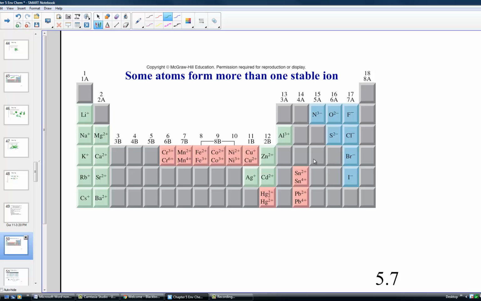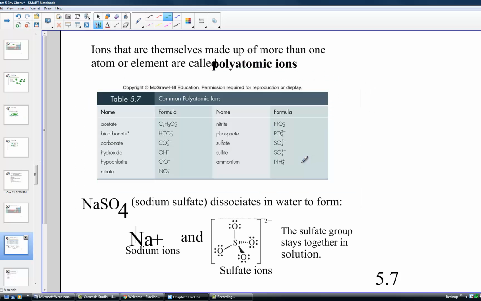You also have an opportunity to introduce yourselves to what are called polyatomic ions, groups of atoms acting as a unit carrying a charge. And so again, from our previous video lesson that you're coming back to this lesson from, we practiced at great length polyatomic ions: acetate, bicarbonate, carbonate, hydroxide, hypochlorite, nitrate, nitrite, phosphate, sulfate, sulfite, and here's our positive ion called ammonium.